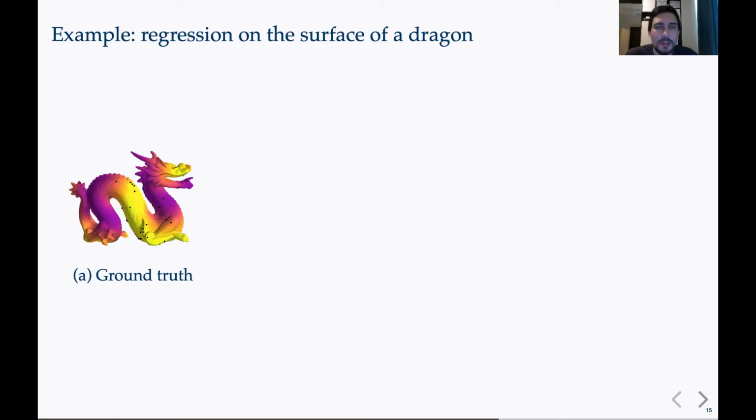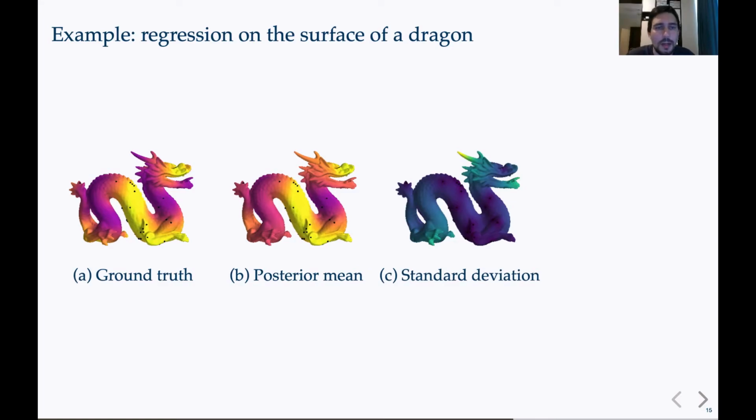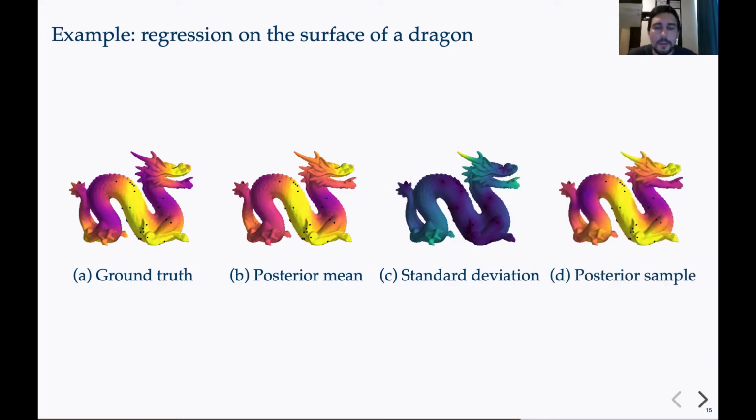With these explicit formulas, we can do Gaussian process modeling on all kinds of manifolds. As a toy example, I will show this regression problem on the surface of a dragon. We can take some function defined on the surface of a dragon, sample some data from this function, and then learn a Gaussian process to interpolate this data. This will yield a posterior mean function on the surface of the dragon, a posterior standard deviation function, and also will allow us to draw samples from this posterior Gaussian process, which can be regarded as deterministic models interpolating our data.